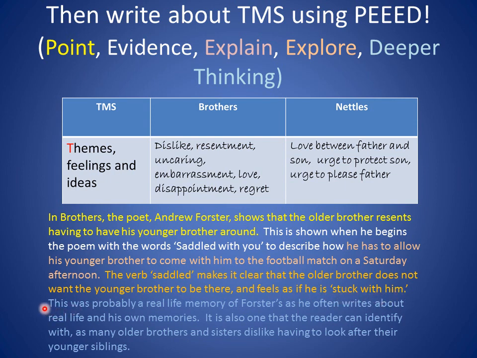Now my deep thinking, and deep thinking is often useful to link it to social and historical context perhaps. So this was probably a real life memory of Forster's, as he often writes about his real life and his own memories. It's also one that the reader can identify with, as many older brothers and sisters dislike having to look after their younger siblings. It could also be a point here where you link it to the next poem, or your deeper thinking just could be a further comparison between the two poems.